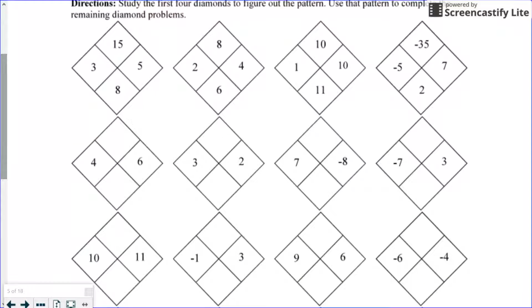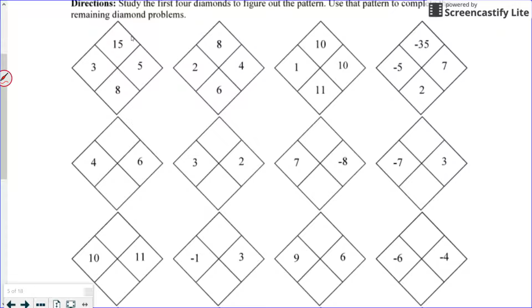So if you remember the diamond problems, for each of these diamonds, the two factors are your side ones. So 3 times 5 gives me 15, and 3 plus 5 gives me 8. 2 plus 4 gives me 6. 2 times 4 gives me 8. 1 times 10 gives me 10. 1 plus 10 gives me 11.